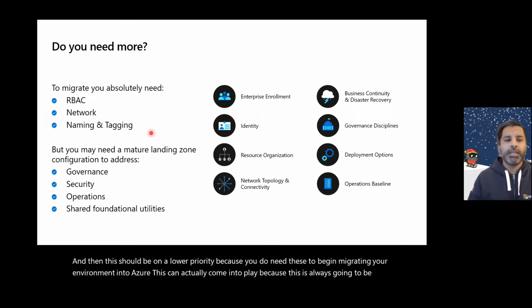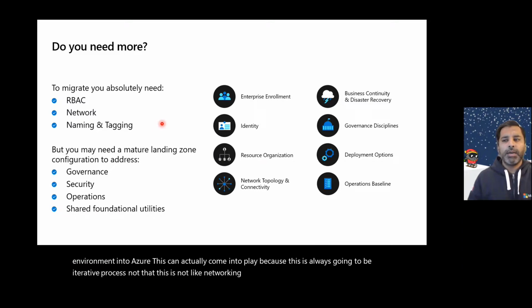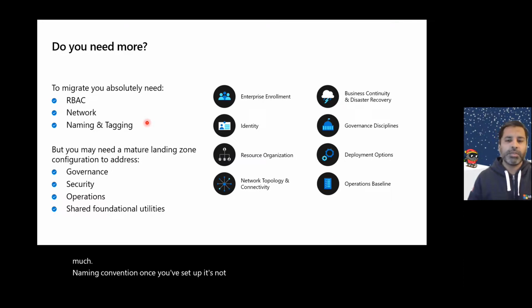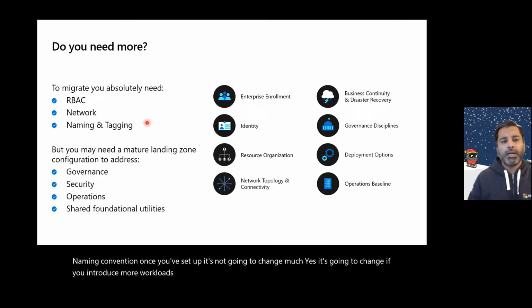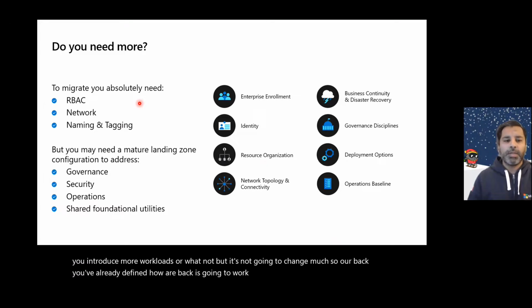This is not like networking. Once you're done, it's not going to change much. Naming convention, once you've set it up, it's not going to change much. Yes, it's going to change if you introduce more workloads or whatnot, but it's not going to change much. So RBAC, you've already defined how RBAC is going to work. Now it's a matter of operating how you do RBAC. So that's not going to change much.